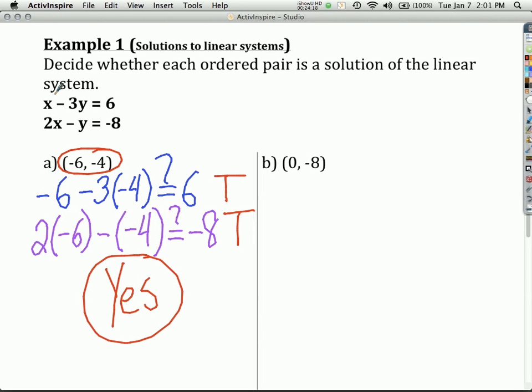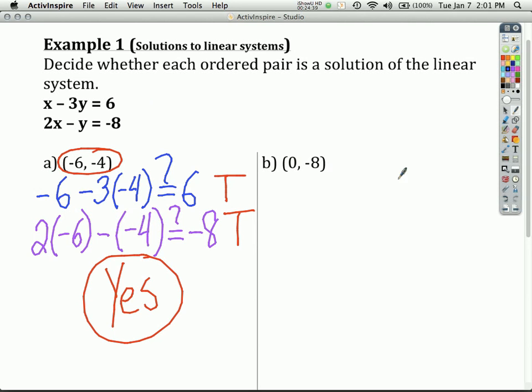Does anyone have any questions on how we tested it out? Because this is something you're going to be doing over and over again. No questions. All right, so let's check part B, this ordered pair, and let's see if this one is a solution to that system as well.